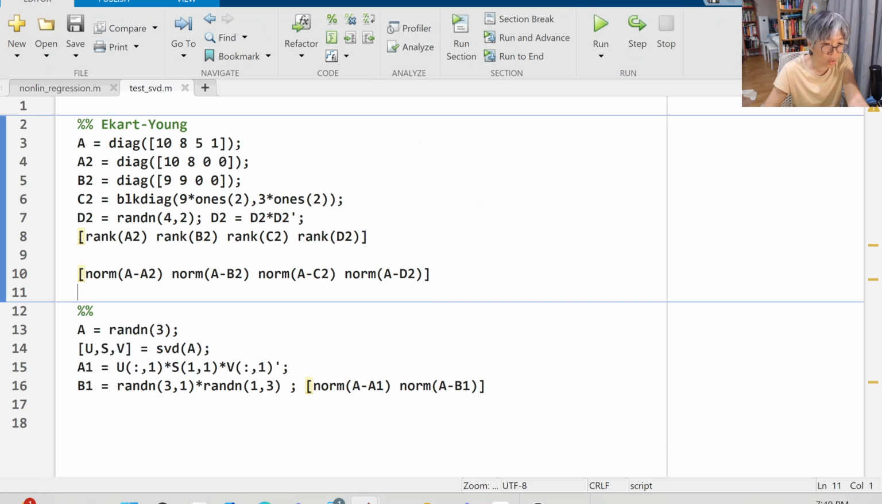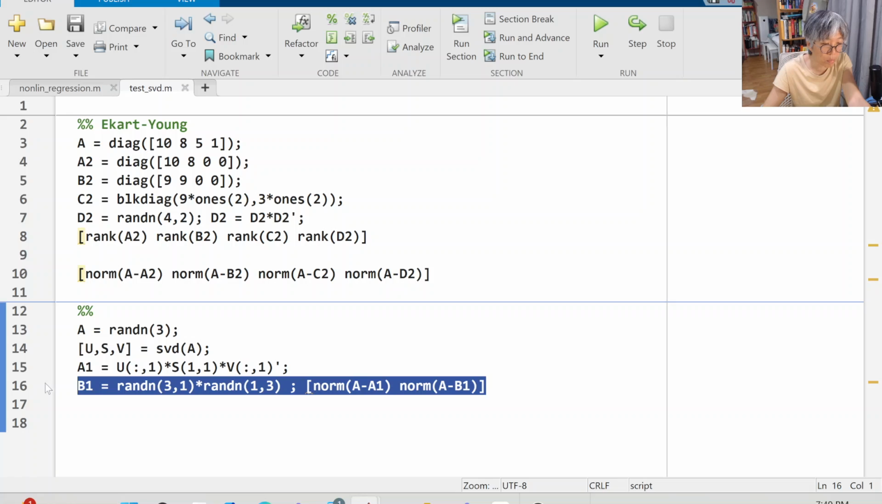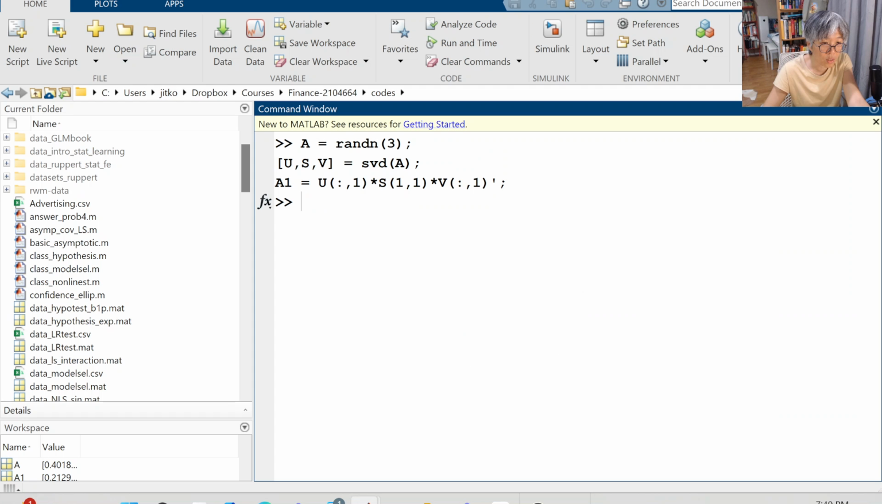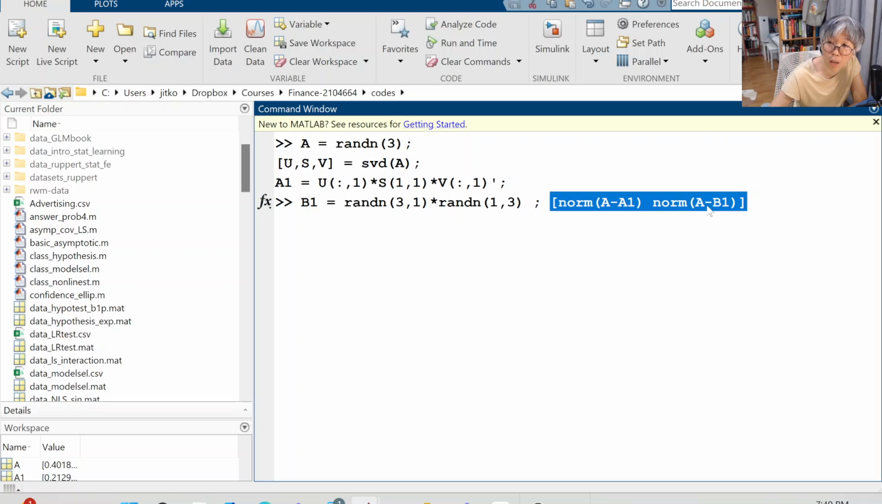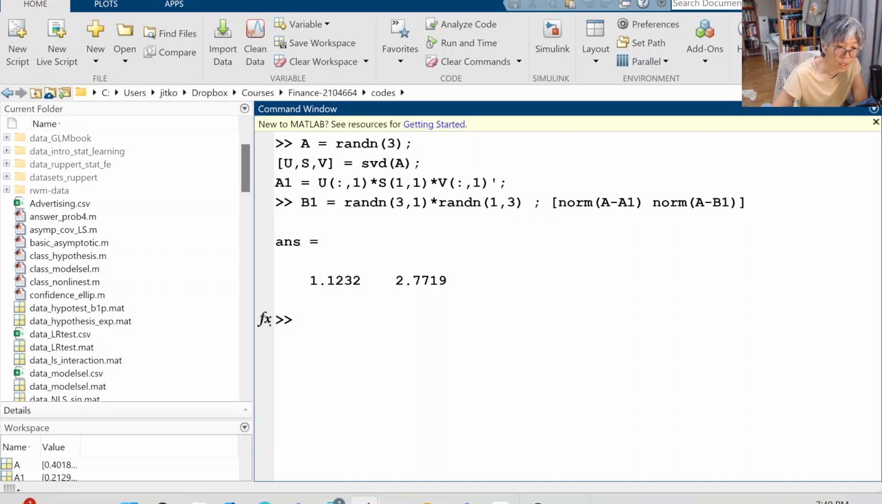And next, I'm going to generate B1, which is going to be the outer product of some random vectors, X and Y transpose. So this is guaranteed that my B1 has rank 1. And I'm just going to compare the norm of A minus A1 and the norm of A minus B1. So you see that the norm of A minus B1 is always bigger than for the best rank 1 approximation.